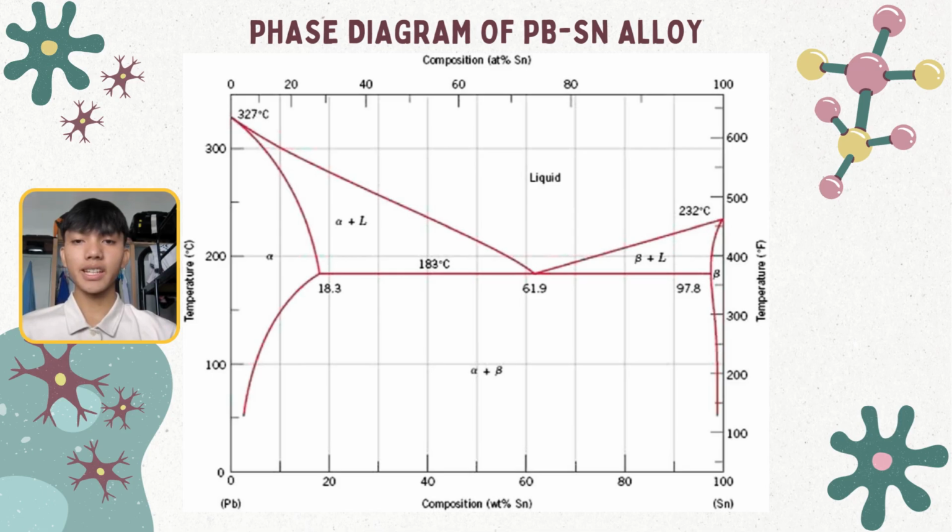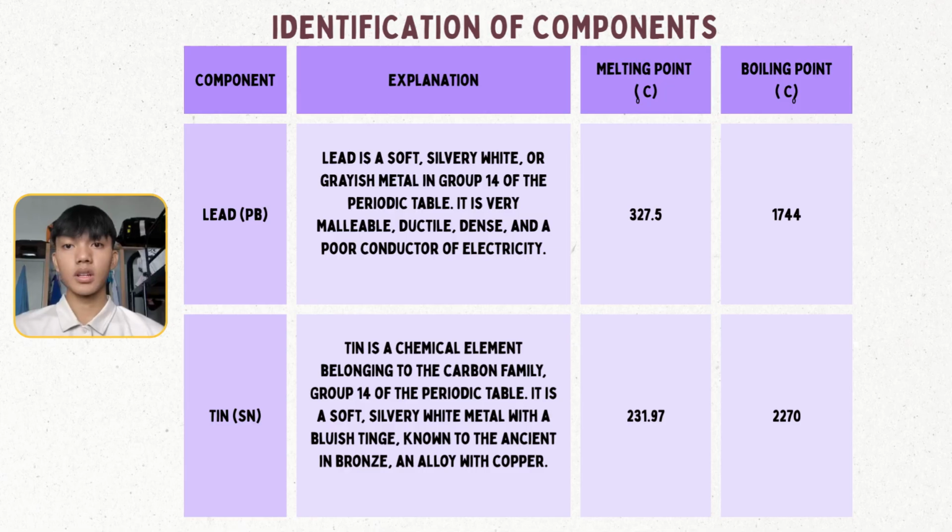This slide shows the phase diagram of the Pb-Sn alloy system. The key feature of this diagram is the eutectic point, which occurs at 61.9 weight percent of tin at 183 degrees Celsius. At this composition and temperature, liquid will transform simultaneously into two solid phases, making it ideal for soldering applications. The Pb-Sn binary system consists of two main components, which are lead, Pb, and tin, Sn.